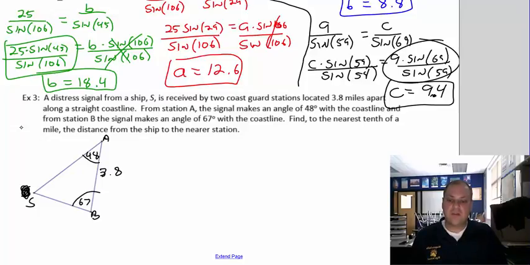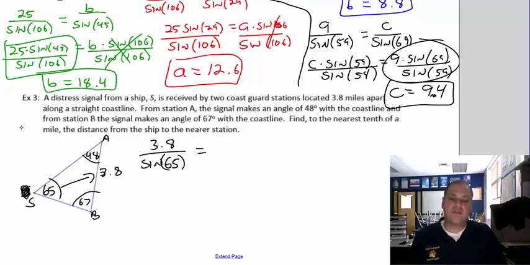So that's 67. Again, three angles add up to 180. If you know two of them, you know three of them. Just subtract from 180. It's 65. I need that because that's opposite of the side that I know. So I'm going to do 3.8 over sine 65. I didn't even read the question. I know I'm doing that.